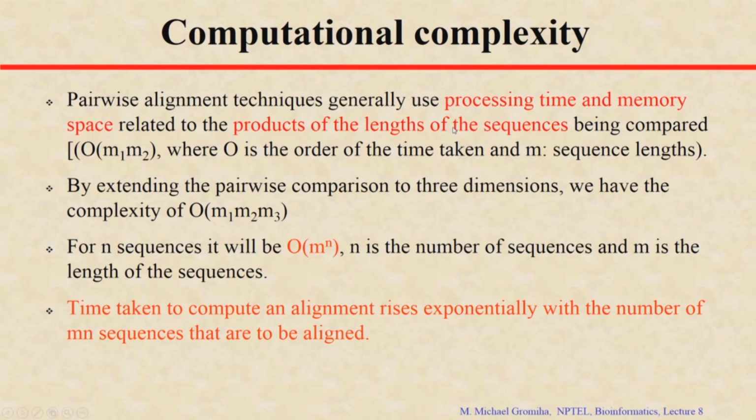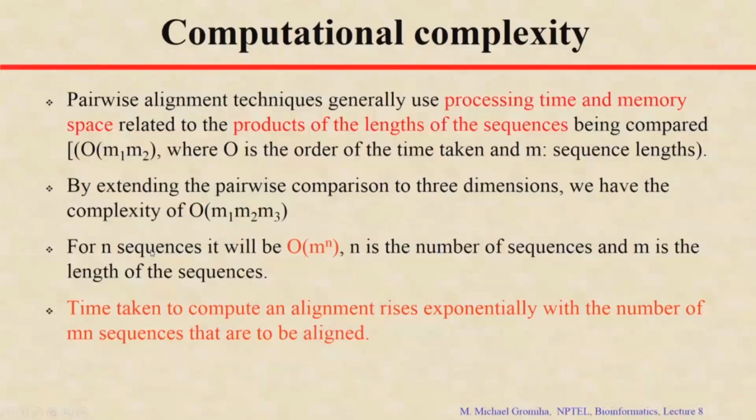If you increase the number of sequences, it will take more time to align all the sequences and make a consensus one. So, we extend this pairwise comparison to 3 sequences, 4 sequences, 5 sequences, and the complexity increases. If there are n sequences, then the complexity is very high, and the time taken to compute the alignment is also very high. Then how do we tackle this situation?